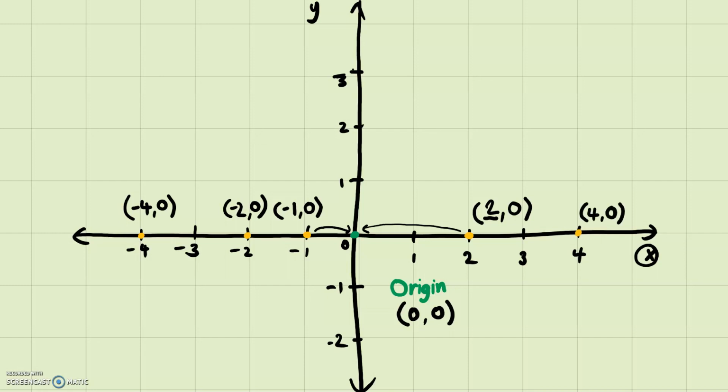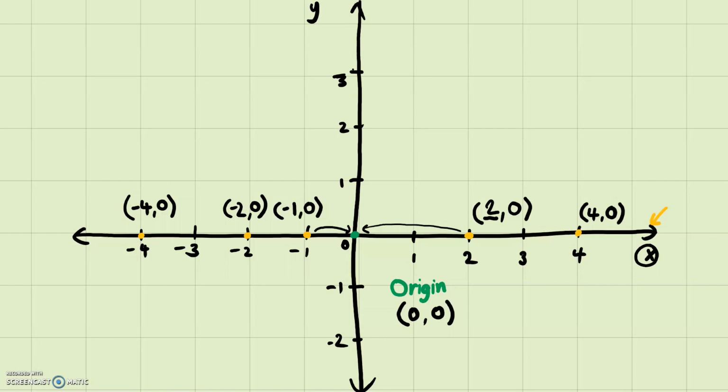So all the points on the x-axis have the y-coordinate of 0. So in other words, the x-axis is the collection of all the points whose y component is 0. Okay, so all the points on that axis are going to have a y component of 0.